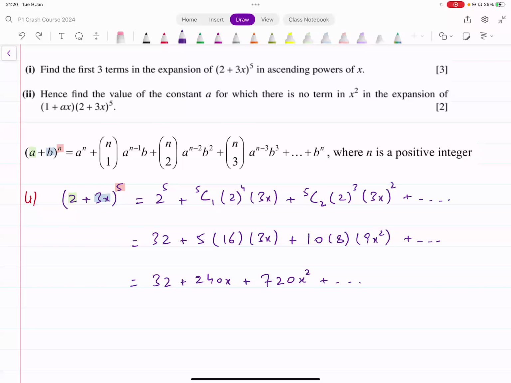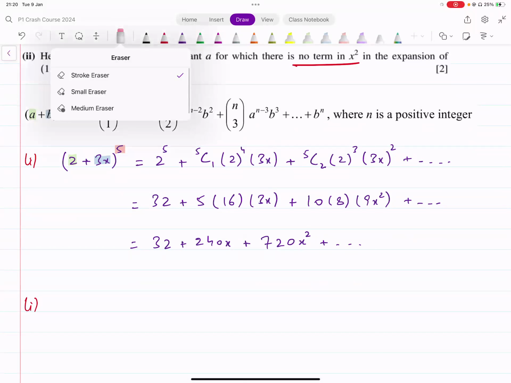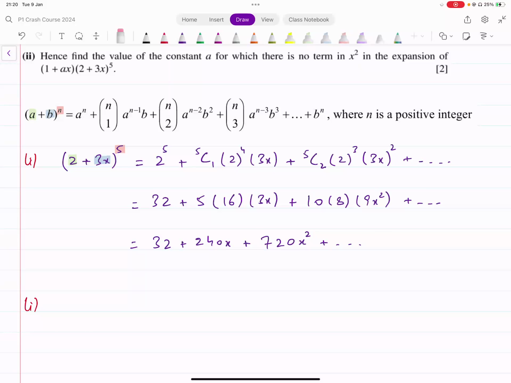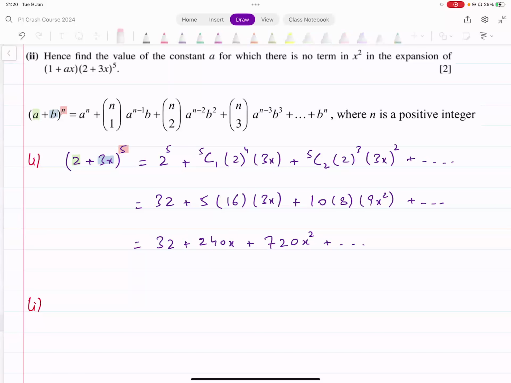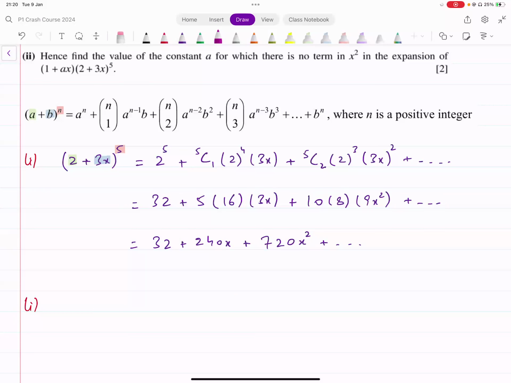All right. Now, the second part says, hence find the value of the constant a for which there is no term in x squared in this expansion. Okay, so it's very similar to a question that we did previously as well. We did not do this question in particular, but we did a very similar question to this. Hence means you have to use the previous part. In the previous part, we've already expanded this thing up to the first three terms.